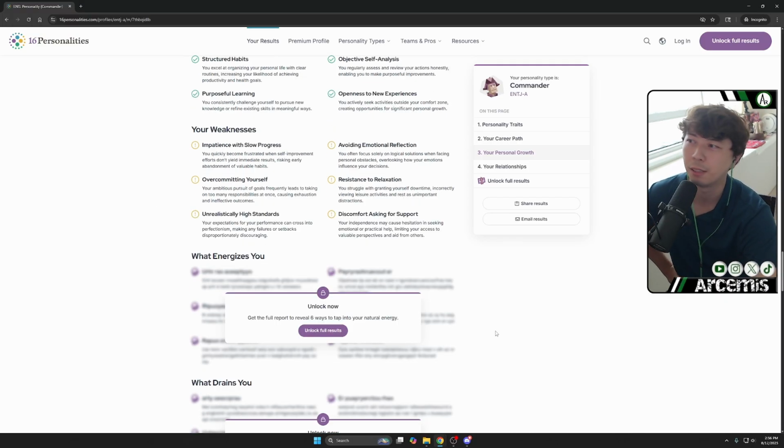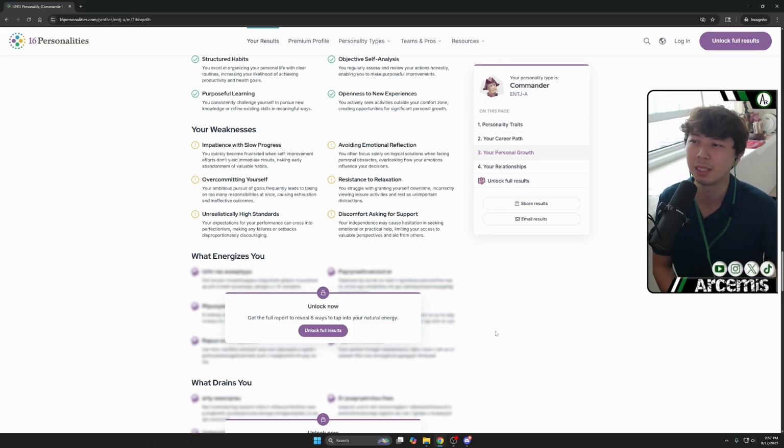My weakness with self-growth. Let's see. Impatient with slow progress. Yeah, I think actually no, I am. Overcommitting yourself. Probably, yeah. Resistance to relaxation. That one kind of hits me. But I do try to resist my resistance of relaxation. Unrealistically high standards. I'm not sure about that one. I'm not sure if I agree with that one. Discomfort asking for support. I disagree with that one. I am very comfortable asking for support, but I think I'm bad at it.